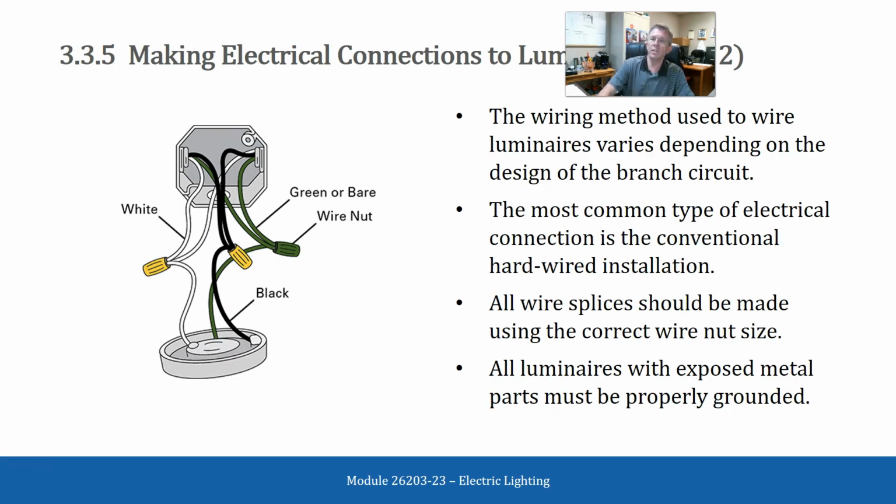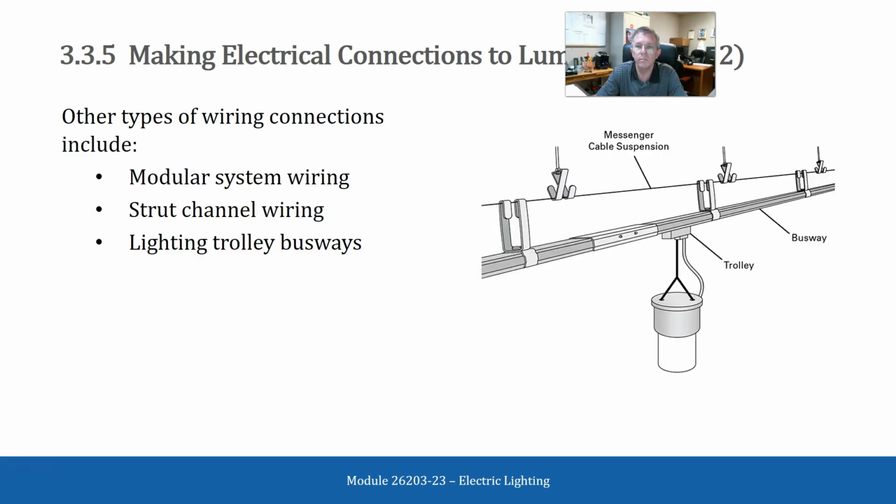Making electrical connections to luminaires. The wiring method used to wire luminaires varies depending on the design of the branch circuit. The most common type of electrical connection is the conventional hardwired installation. All wires spliced should be made using the correct wire nut size. All luminaires with exposed metal parts must be properly grounded. Other types of wiring connections include modular system wiring, strut channel wiring, and lighting trolley busways.